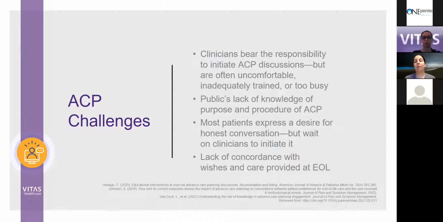There's also a lack of knowledge among the public of the purpose of having advanced care planning discussions and how the procedure actually comes about, like what are the steps to discuss advanced care planning as well as recording your wishes. Most patients express a desire for having an honest conversation, but they wait on the clinicians who are involved in their care to actually start the conversation. So having this lack of concordance between wishes and care provided at end of life can really create a problem.